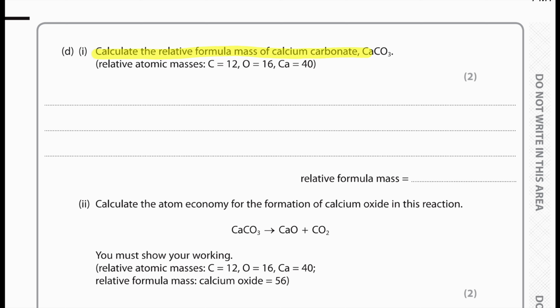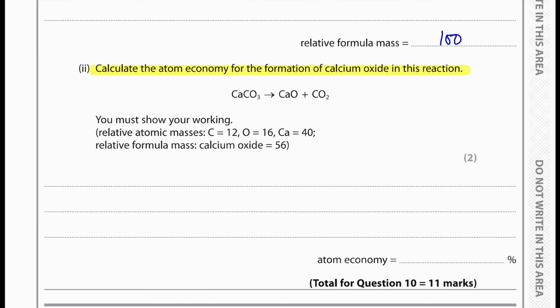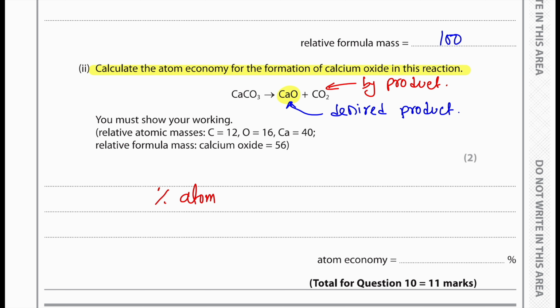Calculate the relative formula mass of calcium carbonate. So the relative formula mass, Mr of CaCO3, can be calculated. Calcium has the value 40, plus carbon, which is 12, plus 3 oxygen, 16 times 3, gives us 100. Calculate the atom economy for the formation of calcium oxide in this reaction. Now, calcium oxide is our desired product. We do not want the carbon dioxide, that is our byproduct. So, atom economy is calculated based on the desired product. Percentage atom economy equals the mass of calcium oxide, which is 56, over 100, times 100, which gives us 56% atom economy.